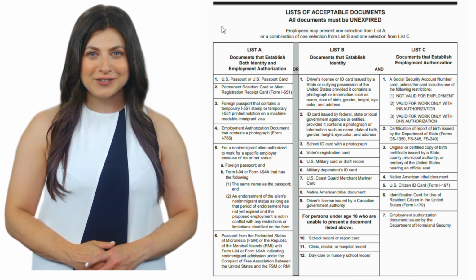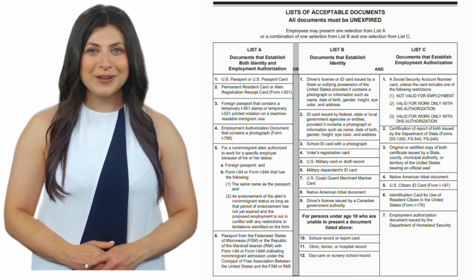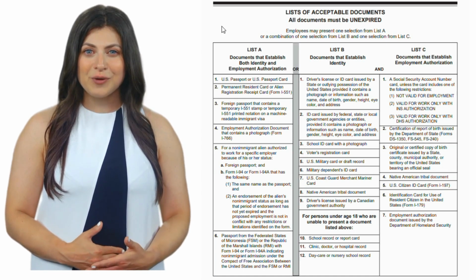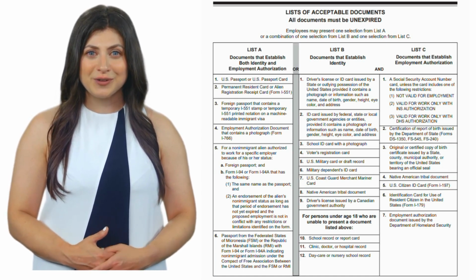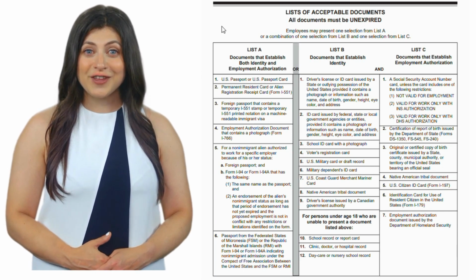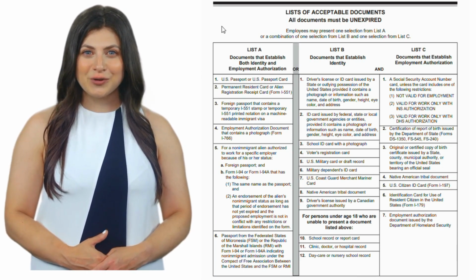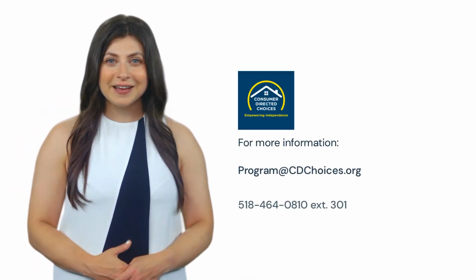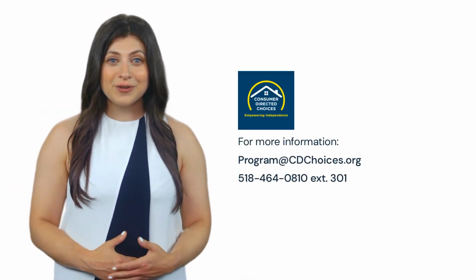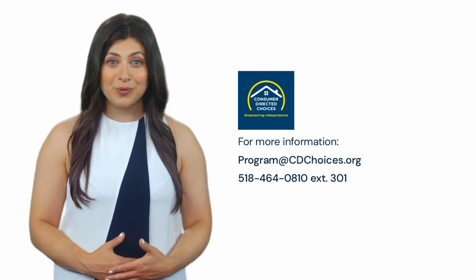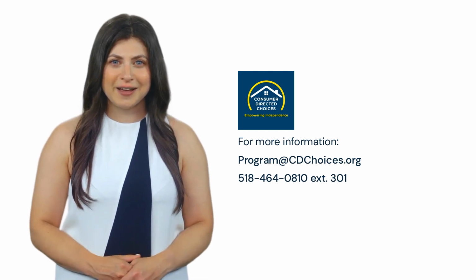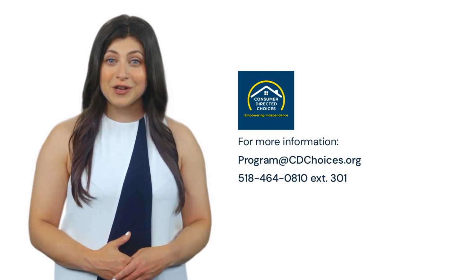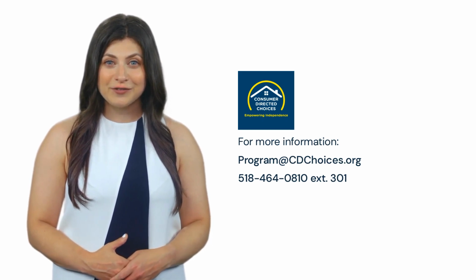The most common examples of a List C document are a social security card that does not state "not valid for employment," "valid for work only with INS authorization," or "valid for work only with DHS authorization," or a birth certificate. It's that easy. Just remember that if you provide a document from List B, you must also provide a document from List C. That way, you can make sure that you accurately complete the I-9 form.